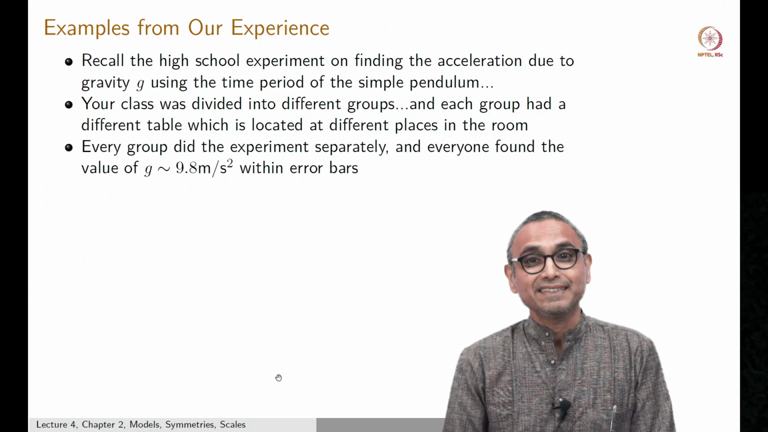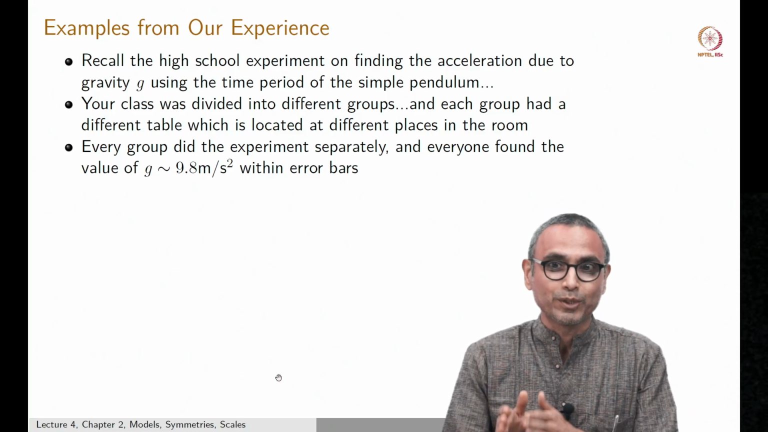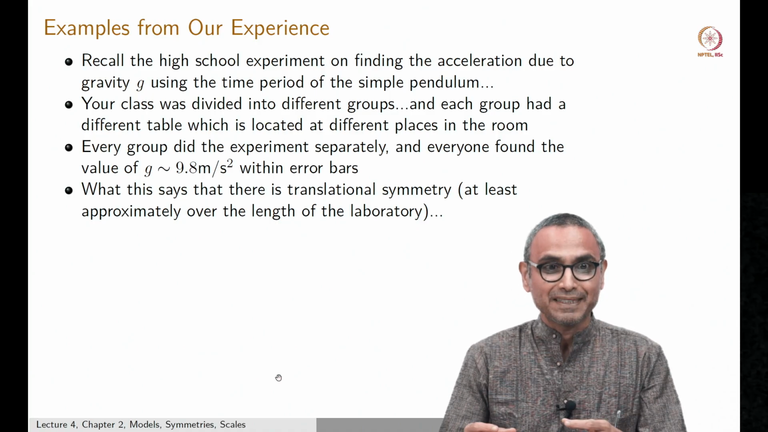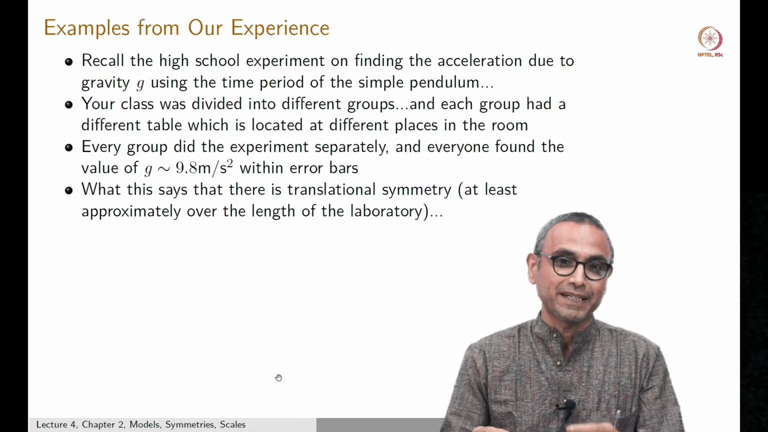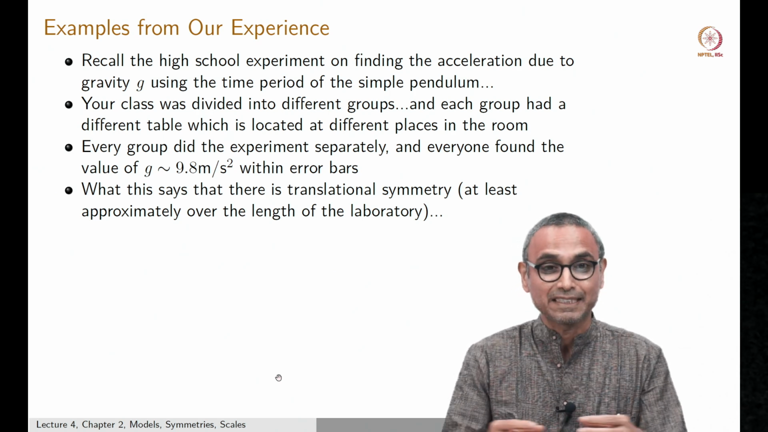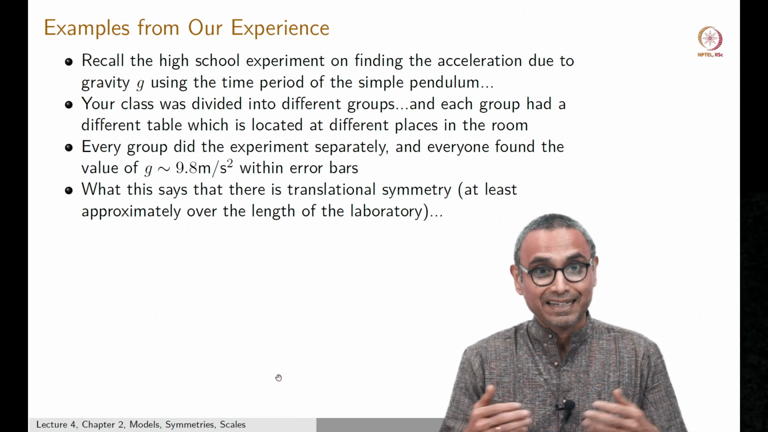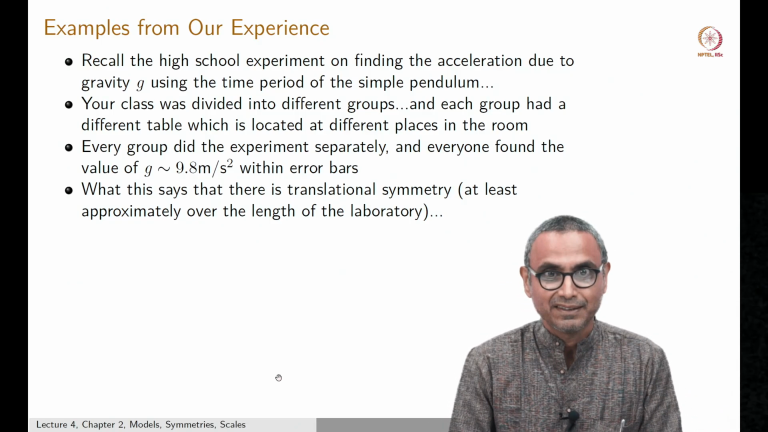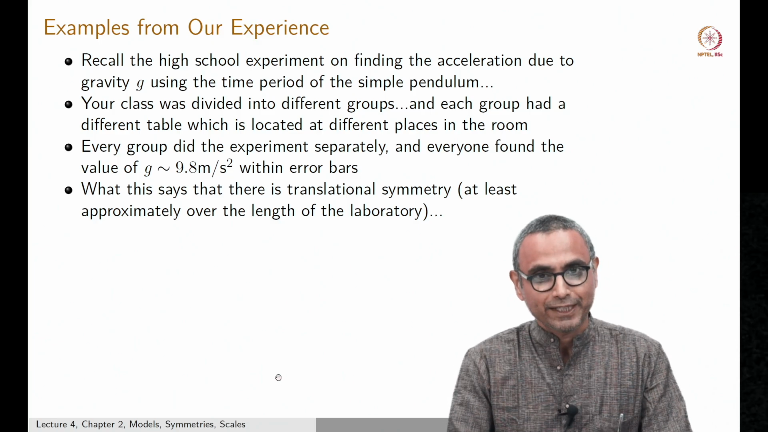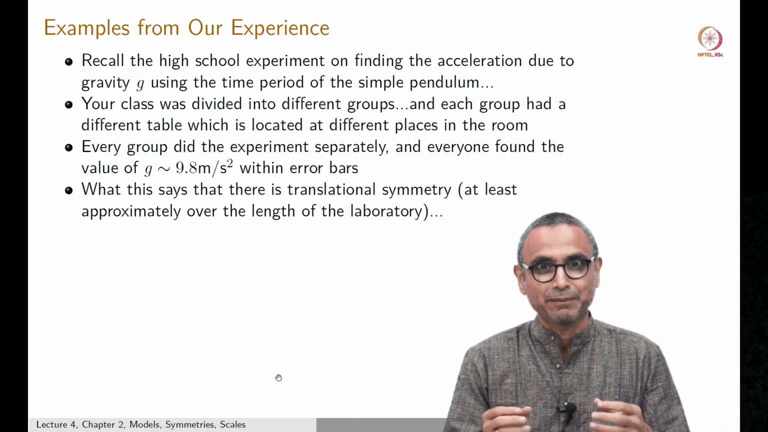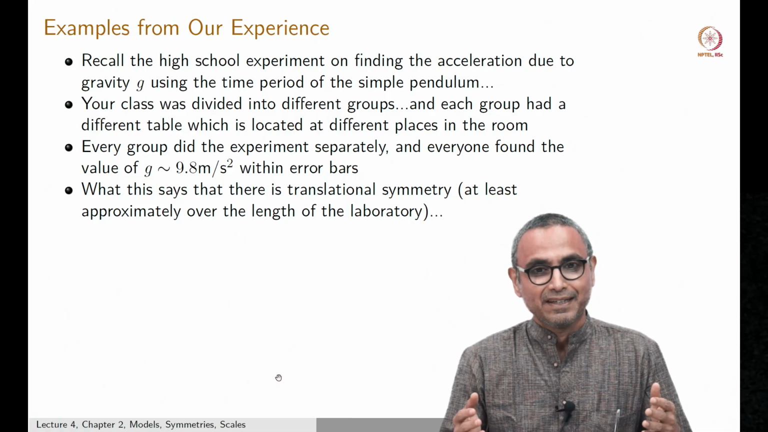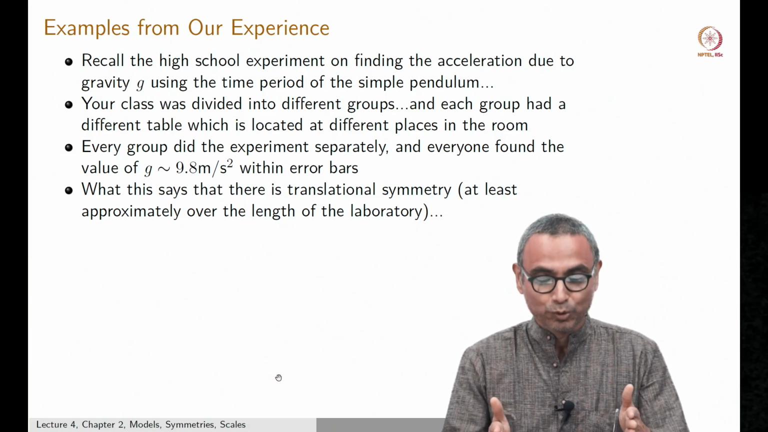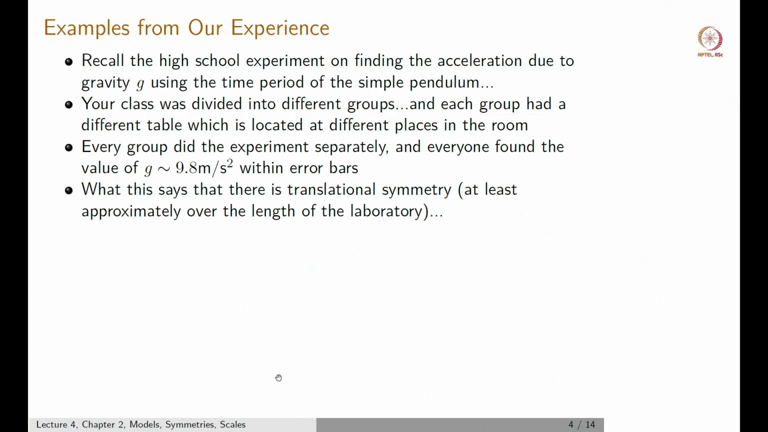And what this means is that it didn't matter where you were doing the experiment, you got the same value of g. So it indicates that there is some idea that where you are doing the experiment doesn't matter, and that is a way of saying that the system seems to have a translational symmetry, at least for translations on the scale of the size of the classroom, let's say 10 meters by 10 meters. So what I'm trying to point out is that the simple pendulum experiment suggests that there is an approximate translational symmetry on the surface of the earth if you stay within some small distances.